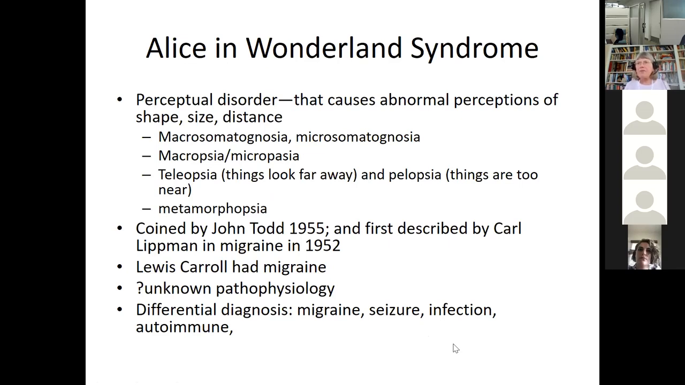Metamorphopsia. So metamorphopsia is where things are going to look wavy. So if you were to take an Amsler grid and cover each eye individually, things could look wavy, or the page could look wavy. And there are many causes of metamorphopsia. There, for example, edema in the macula. So metamorphopsia is a symptom that is not typical of migraine, but it can be associated with Alice in Wonderland syndrome.